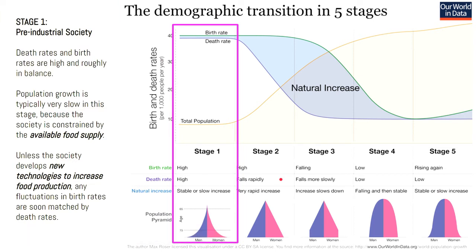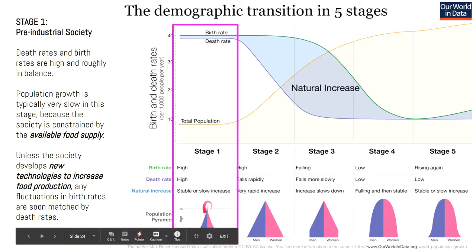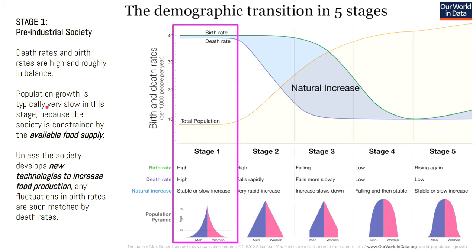So let's look at stage 1. This is usually seen in pre-industrial society, or those that are not yet industrialized or not yet developed. So how do we describe countries at stage 1 of demographic transition? They tend to have high death rates and high birth rates. The population growth is typically very slow at this stage, because the country is mostly focused on availability of food supply, not so much on professional and economic development, but just to feed the population.